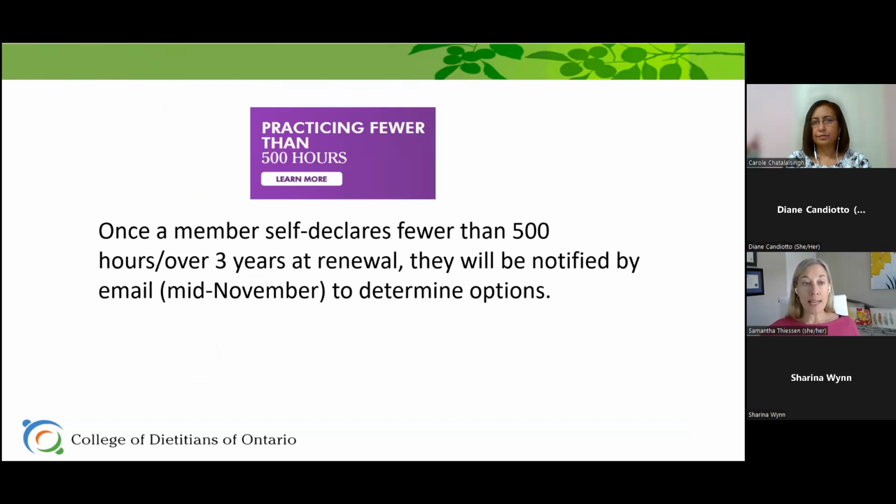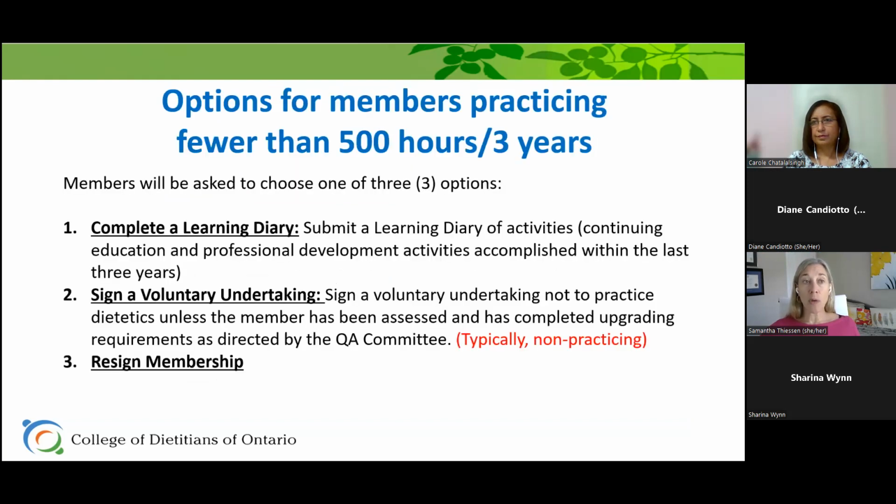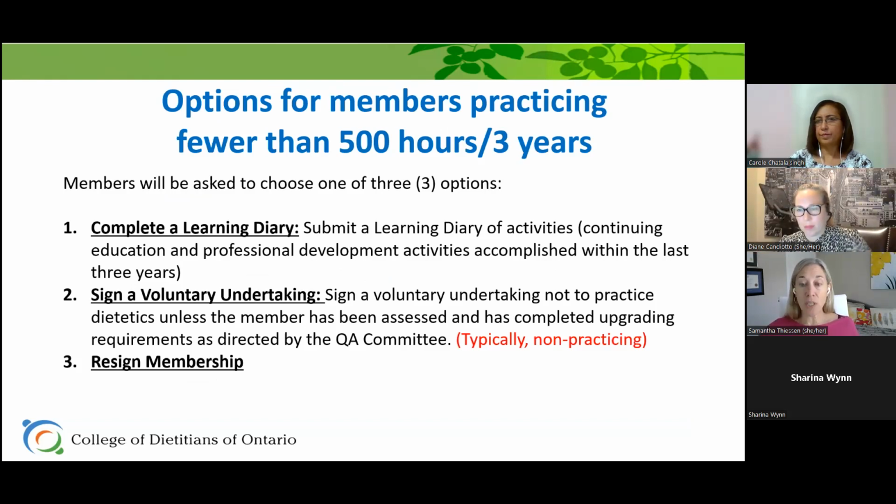So maybe on our next slide, what we can do is just really quickly go through what your options are if you do have to declare fewer than 500 hours over 3 years. So we have 3 options. One is completing a learning diary, and this is something that dietitians may choose to submit. It shows activities like continuing education, professional development activities accomplished within the last 3 years.